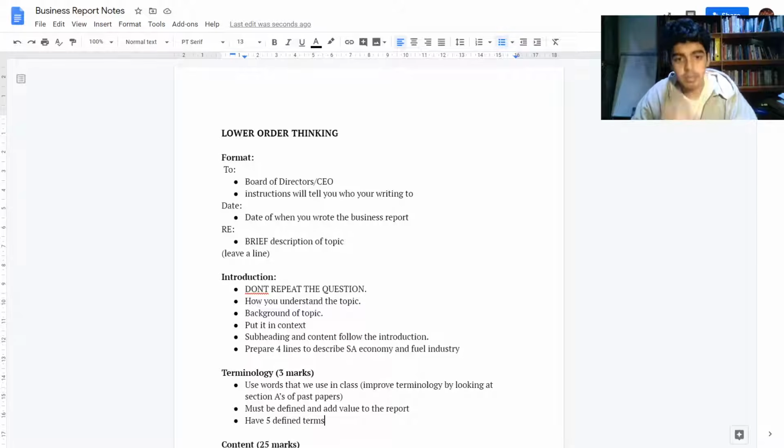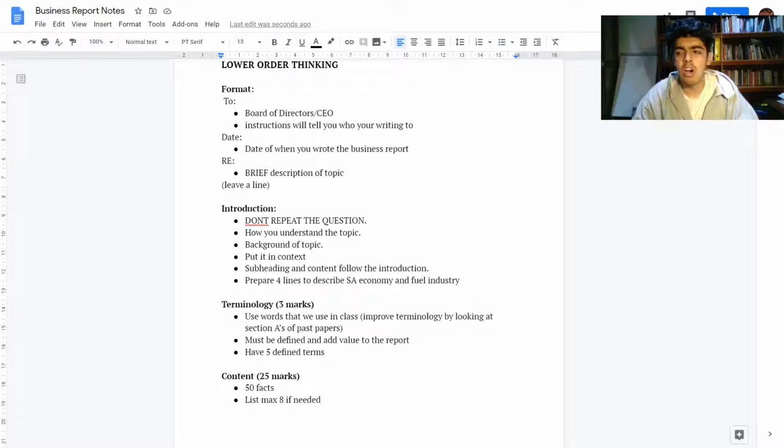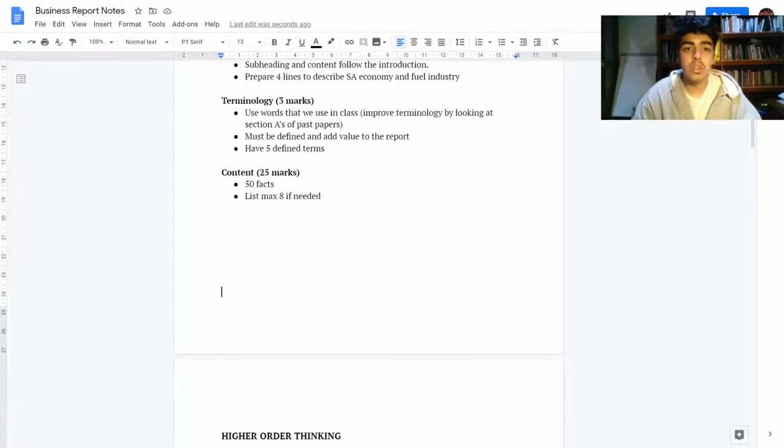Your goal should be to have about 5 defined terms, just in case some of them are not of great value. They can then take some others. Yeah, that's how you get your terminology. Your content is 25 marks. You can list a maximum of 8 if needed. The reason why I don't suggest listing is because if you lose marks generally on content, then sure, list if you need to.